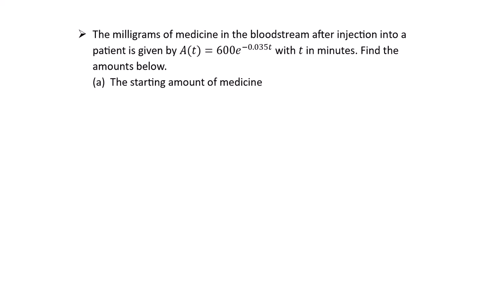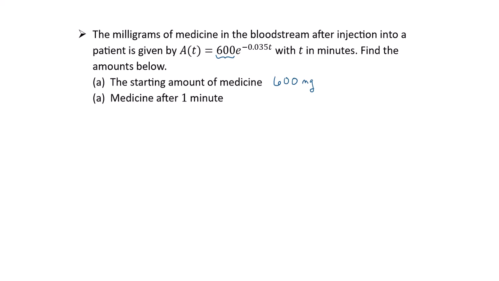The milligrams of medicine in the bloodstream after injection into a patient is given by A of t equals 600 e to the negative 0.035 t, with t in minutes. Find the amounts below. What is the starting amount of medicine? We can find this just by looking at the A sub O position. We know that we have 600 milligrams of medicine in the bloodstream at that time.